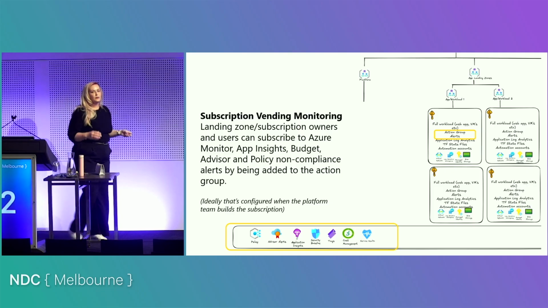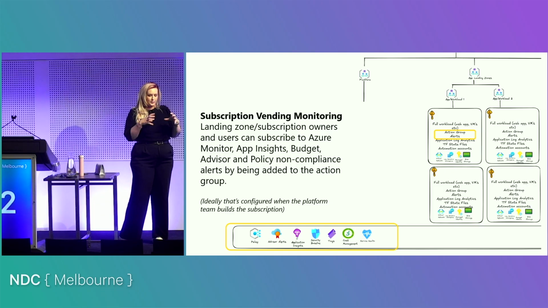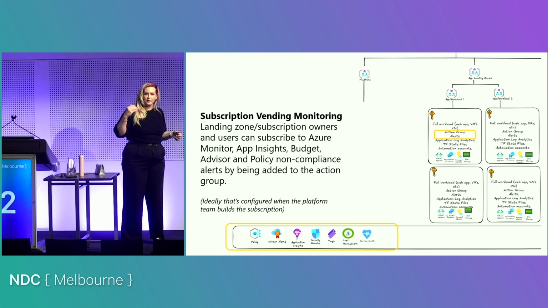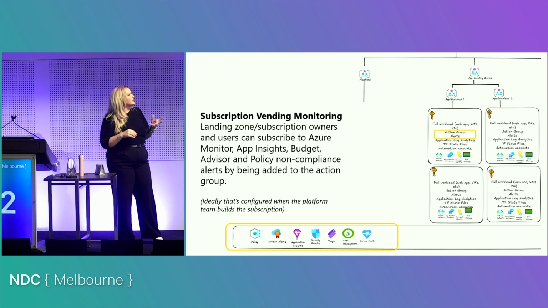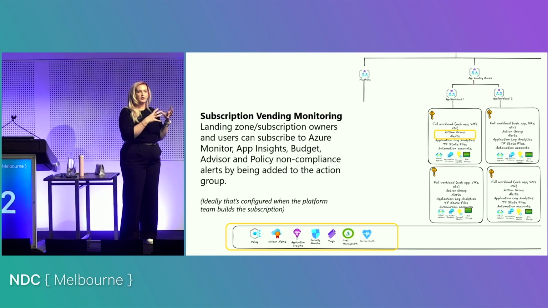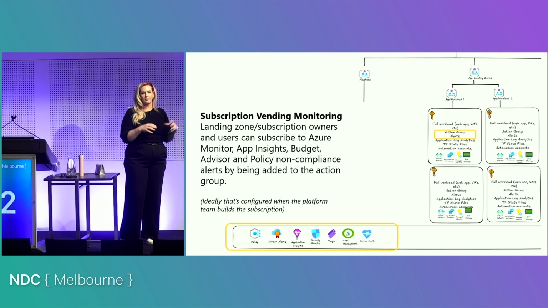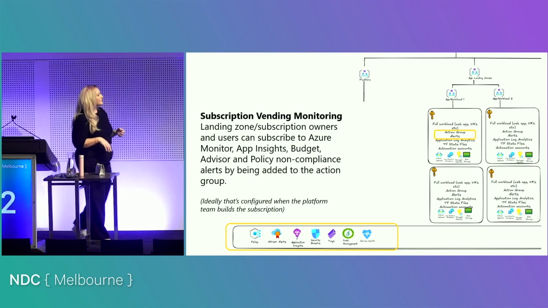And then to complement that, when I make my subscriptions as subscription vending, I create an action group in every subscription. And then as part of the vending, I ask the users what's the email address for the alerts. I usually ask for a group, and I wire that all in. But then users can always go into the action group and just add their email to the action group, and they'll get all those alerts by default. So they can subscribe to alerts about their subscription if they like.